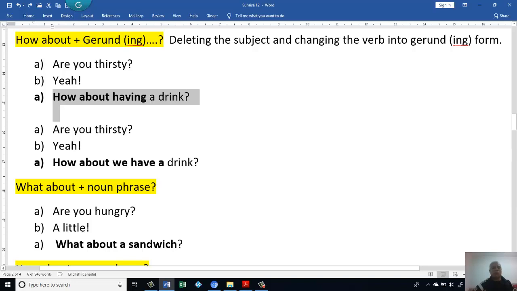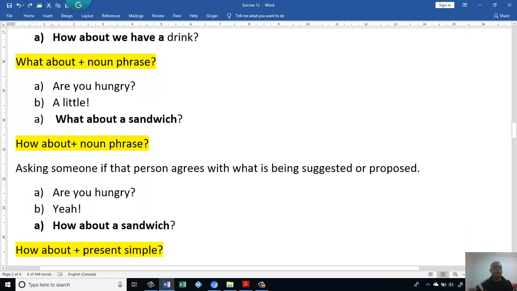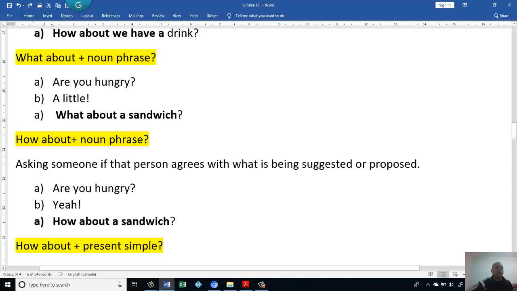Let's go to another situation when we use making suggestion. "How about?" Then here we have noun phrases, meaning only noun phrases. For example, same thing, two friends. You say, "Are you hungry?" The second friend says, "A little." Then the first friend suggests, "What about a sandwich?"